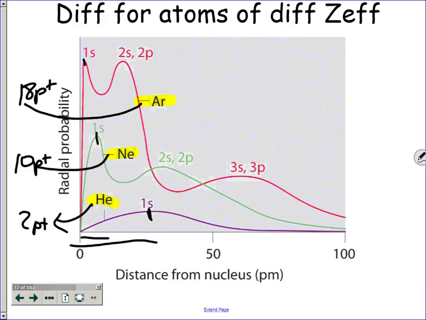So who's undergoing the most nuclear penetration? Argon's first energy level, right, the 1s energy level. And it's simply because of something called Zeff. Do you guys remember what Z stands for?